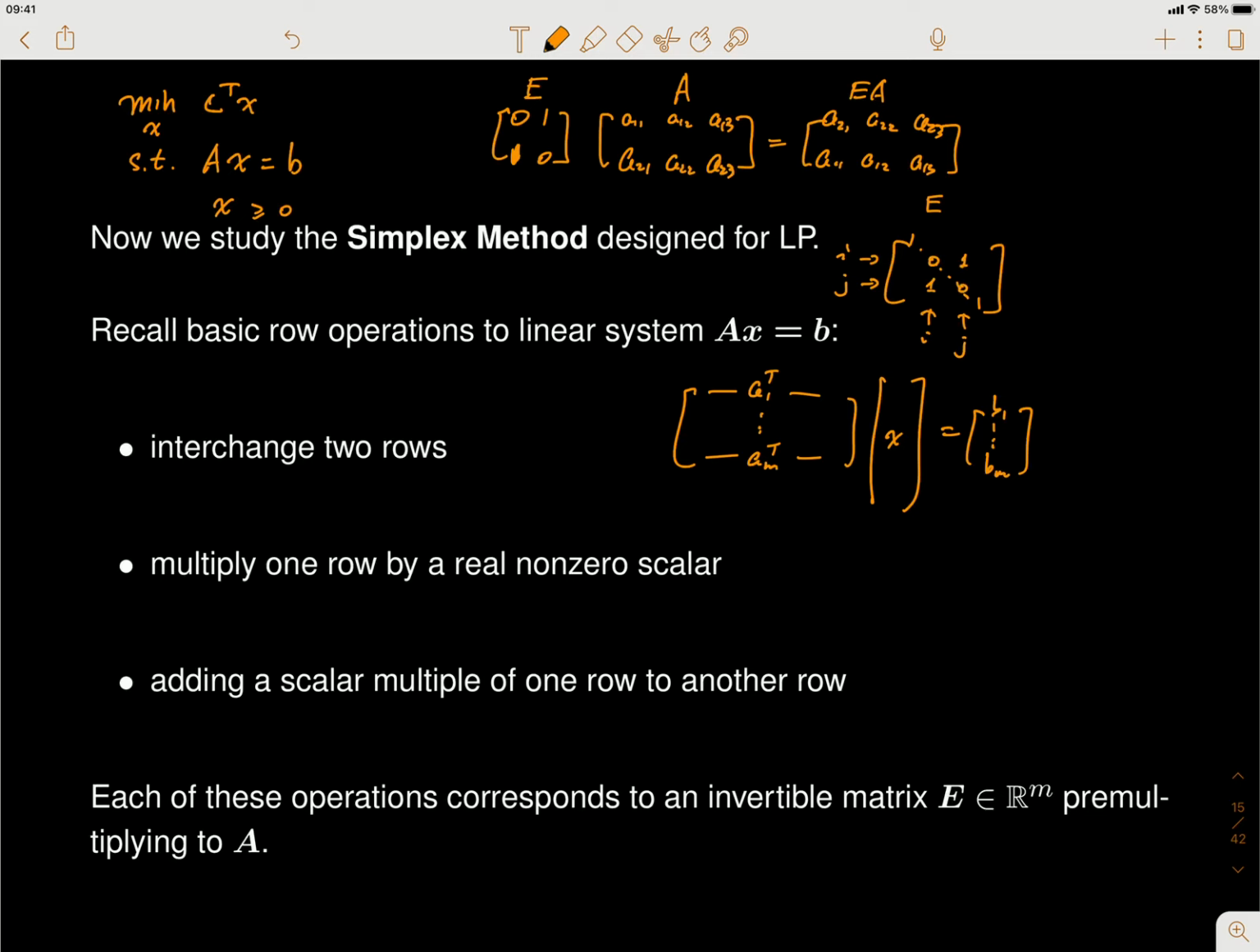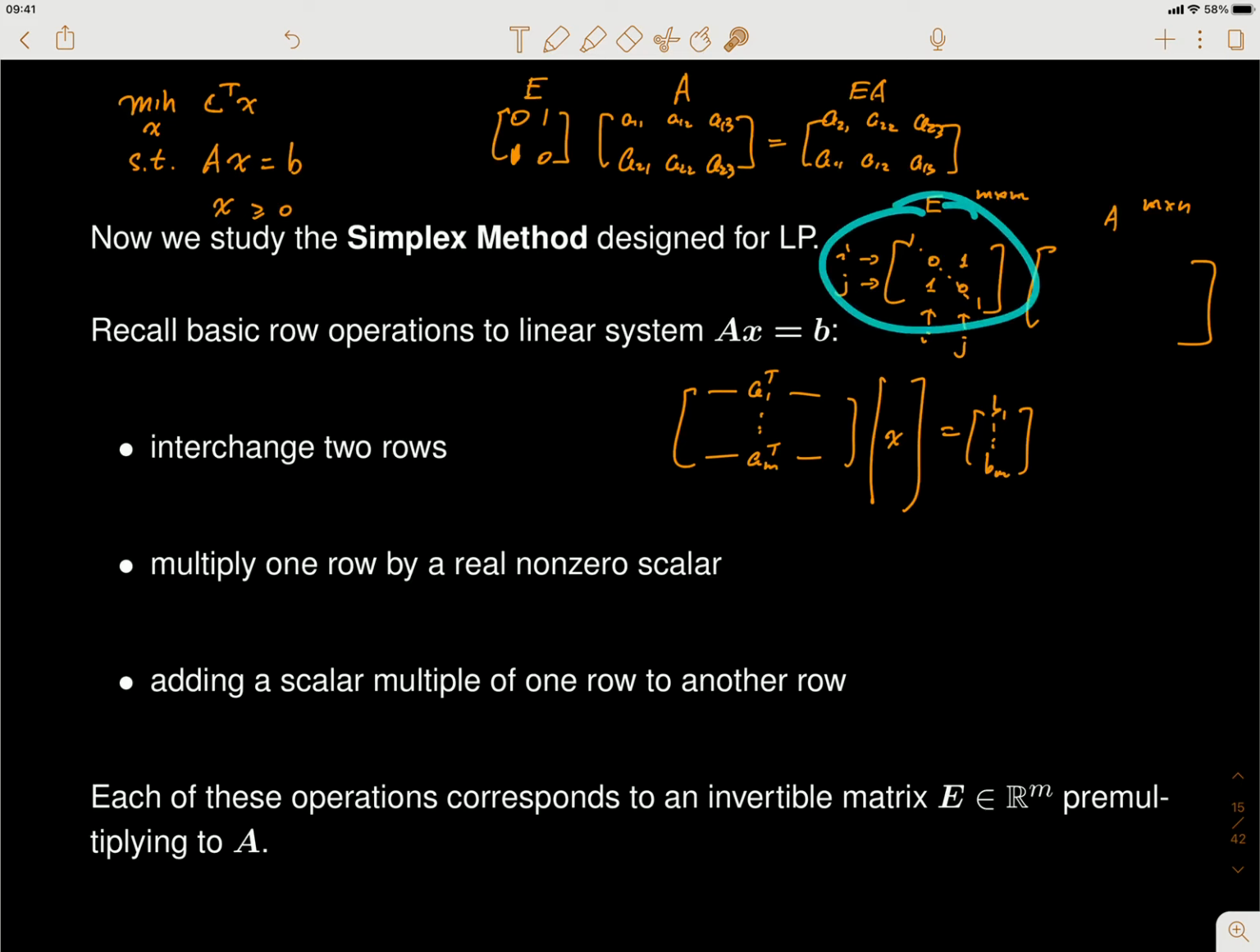So you remove the ones at these two locations on the diagonal and place them off the diagonal here. When you multiply this matrix E, say an m by m matrix, to another m by n matrix A, then E times A just switches the ith and jth rows of the matrix A. That's what happens when you interchange two rows.